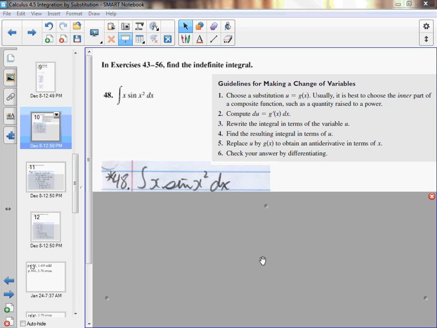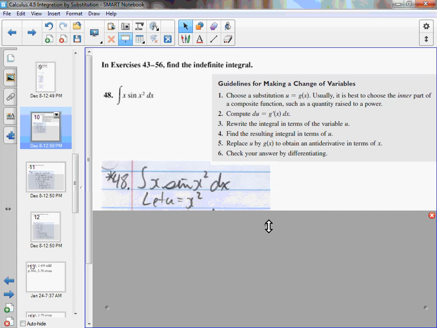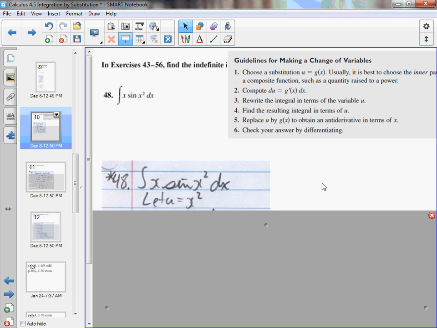And then next, if you have trig functions, then let's look for the theta part of the trig function, the angle part. So x squared in this case. Okay? So let's try letting u equal x squared. And then if you remember, what we do next is we have to figure out what du equals. So we always compute du.